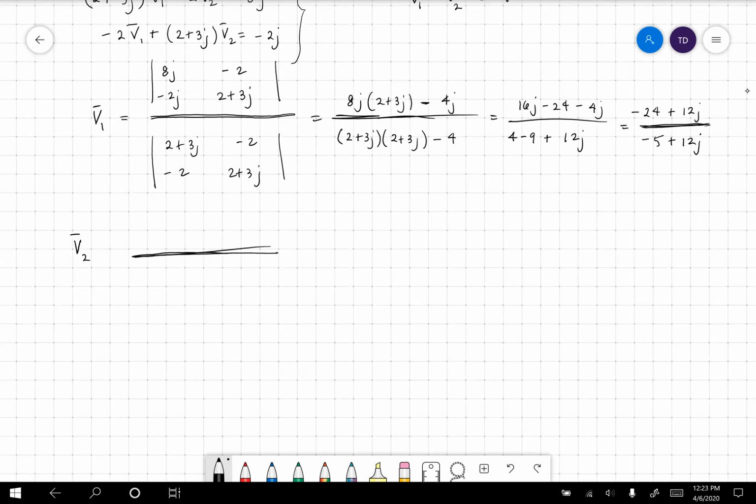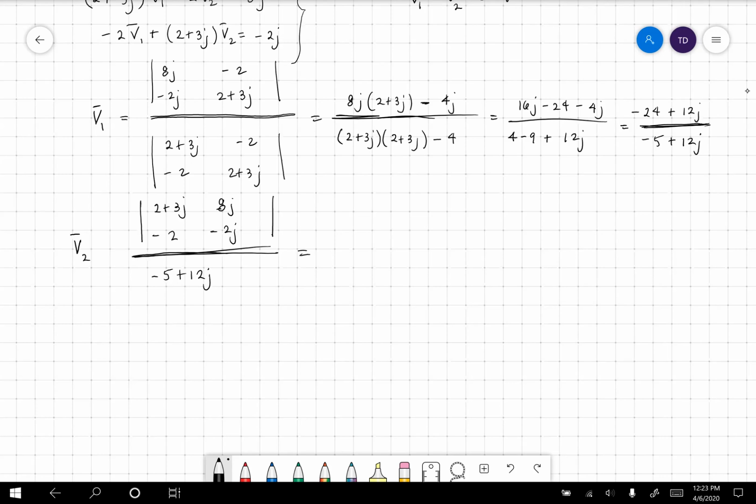For V2, we know the denominator is going to be the same, minus 5 plus 12j. So the numerator this time is 2 plus 3j minus 2. And then on this side over here, this is where I put my 8j and my minus 2j. Did I make a mistake somewhere? No, that looks good. 8j, 2j.